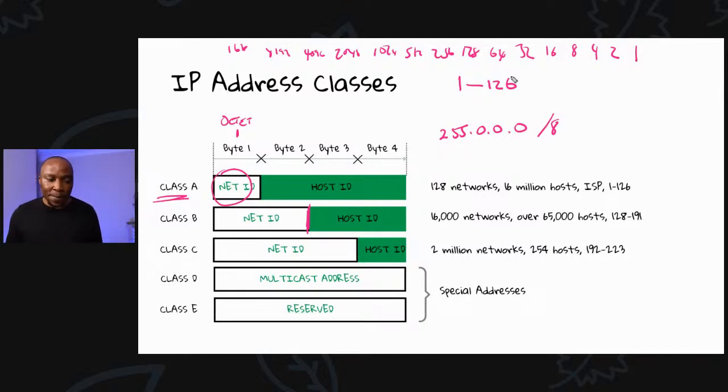And the class C IP address uses the first 24 bits to denote the network ID, and if we put that in our formula, 2 to the power 24, we come up with 2 million plus networks. So you've got more class C networks, but each class C network has got up to 254 hosts.